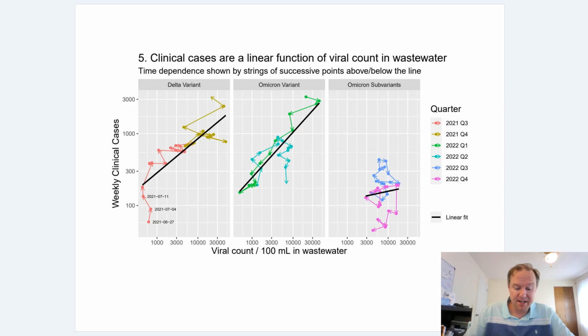In other words, weeks with higher than expected case counts, according to the relationship with the wastewater, tend to be followed by other weeks with higher than expected case counts. And the same is true for lower weeks tending to be followed by lower weeks. If the data were independent in time, the case counts should cross the fit line at least once every few weeks.